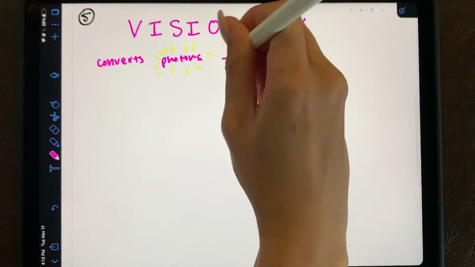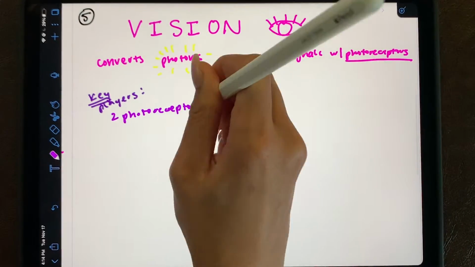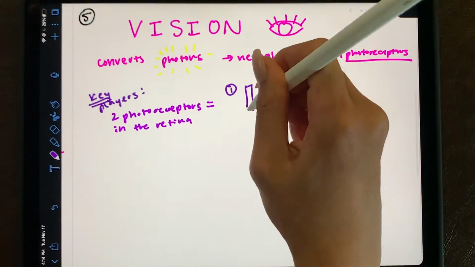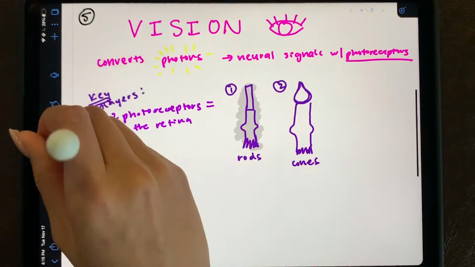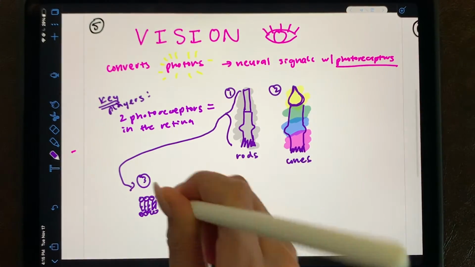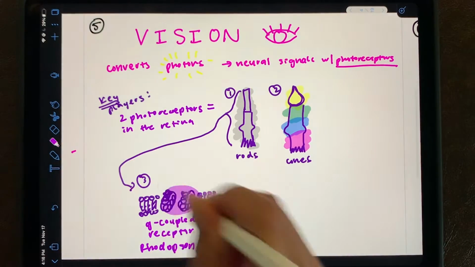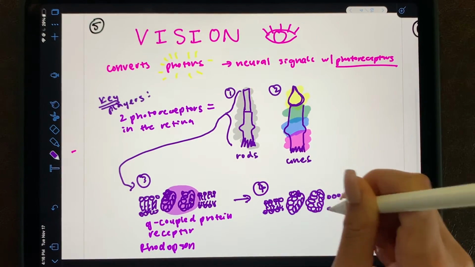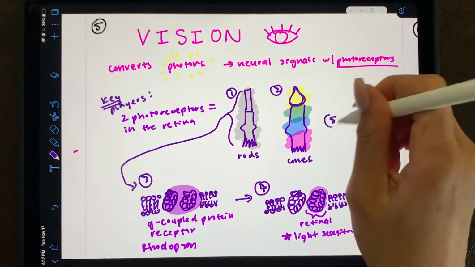Vision, as I mentioned before, utilizes photoreceptors to convert photons into neural signals or action potentials. Here are some key players within the visual system. First, we have two types of photoreceptors, or neurons, on the retina: rods and cones. Rods are responsible for lights and shades, whereas cones are responsible for detecting colors. Next, inside the rods, there's a G-coupled protein receptor called rhodopsin. Inside the rhodopsin, there's retinol, which is light sensitive. Lastly, we have our G-protein transducin, which causes a protein cascade when activated.